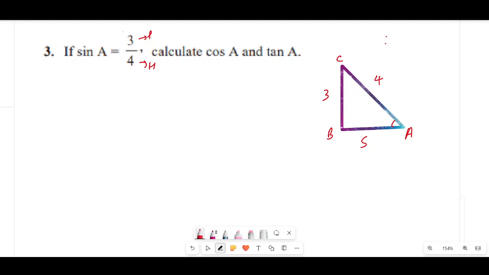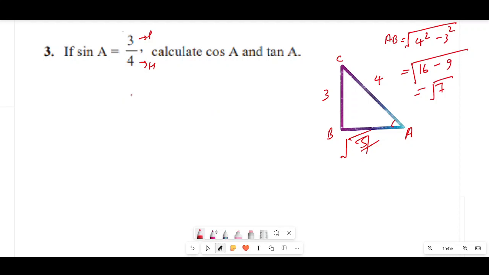4 square, that means AB is 4 square. First we should find the base, because that will be the difference. 4 square minus 3 square, 16 minus 9. That is 7. So the base will be root 7. So here we will write root 7. If 3, 4, then 5 here.